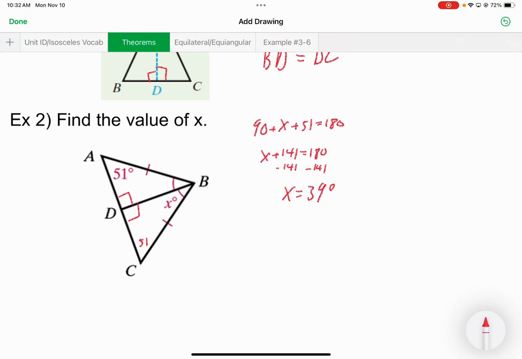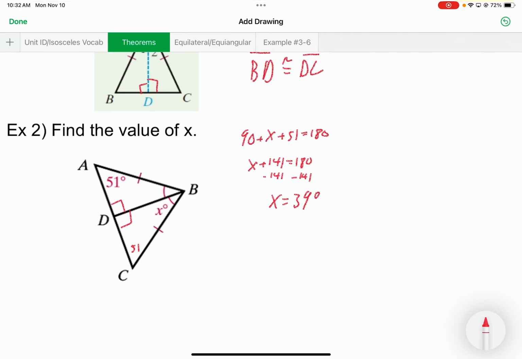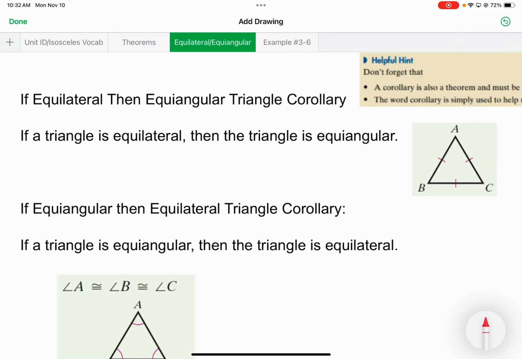All right, cool. Let's talk equilateral, equiangular. What does it mean if a triangle is equilateral? Equal sides. All three sides are equal, right? We're going to have a theorem that says if all three sides are congruent, what would we expect to be the case about the angles? All three angles are congruent. Good. Not only are they all congruent, but they're all going to measure what? 60, because 180 divided into three equal parts is 60 degrees.